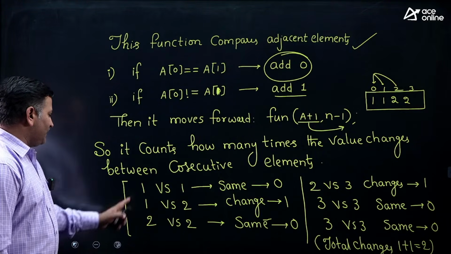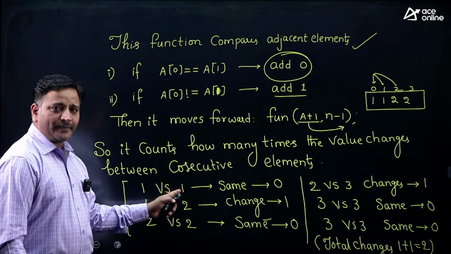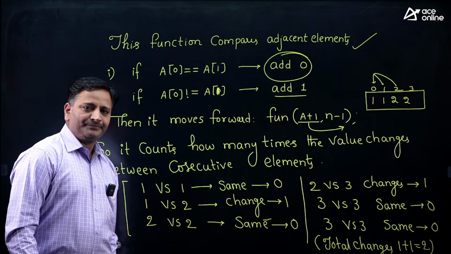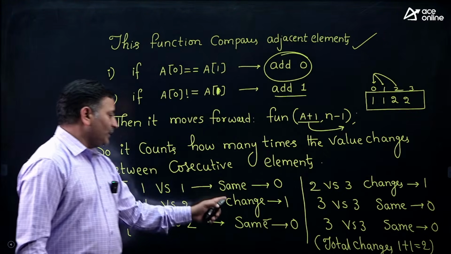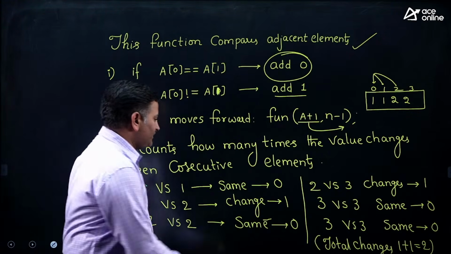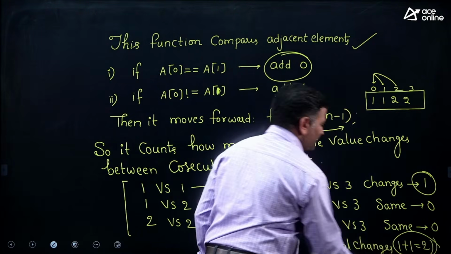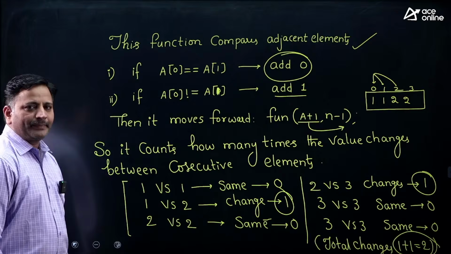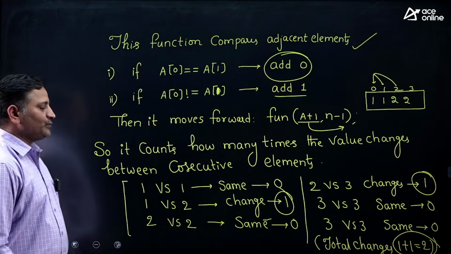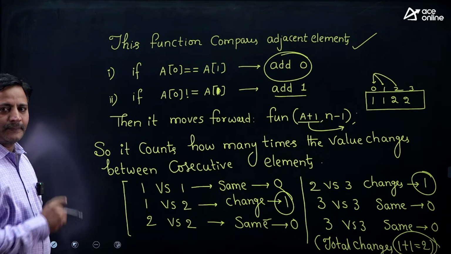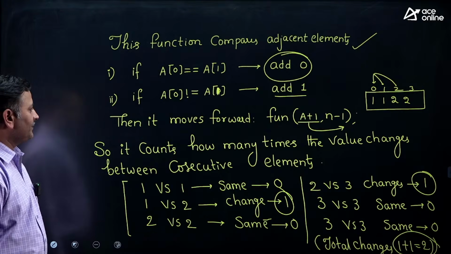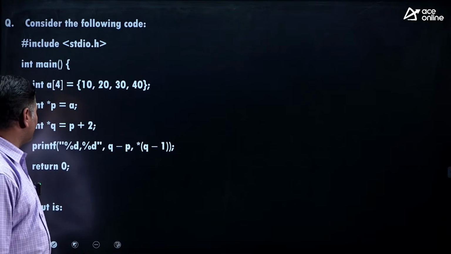As explained, first 1 versus 1 they are matching, that's why the value is 0. Same means 0 and changing means 1. How many times is it changing? Here it is the first time, here it is the second time, therefore the total number of times it is changing is 2 times. Is it clear, friends? Okay, next question.